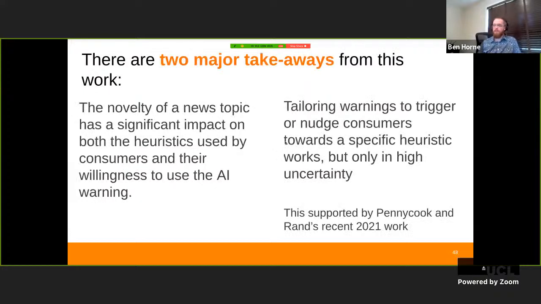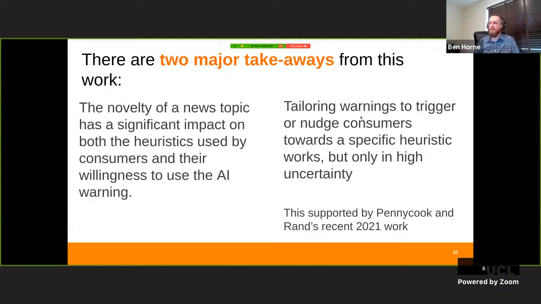So this is sort of a complex study, right? And you see some explanation for the results, but also there's a lot of caveats to it. The two major takeaways that I would take from this work is that the novelty of the news topic does have significant impact on both the heuristics used, so what's my reasoning for believing, and their actual willingness to use this AI warning. When there is high uncertainty, it seems that warning labels are more accepted. And tailoring the warnings to trigger some sort of good heuristic rather than a personal belief heuristic does work, but not all the time, right? When it's only in high uncertainty situations like these COVID-19 articles.